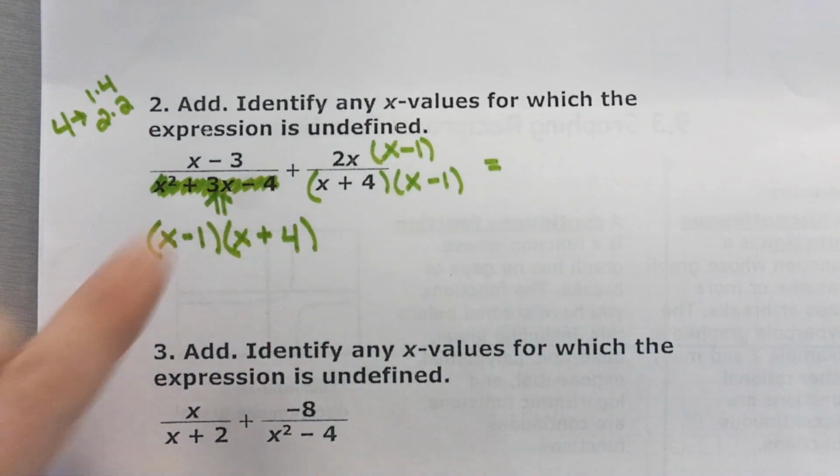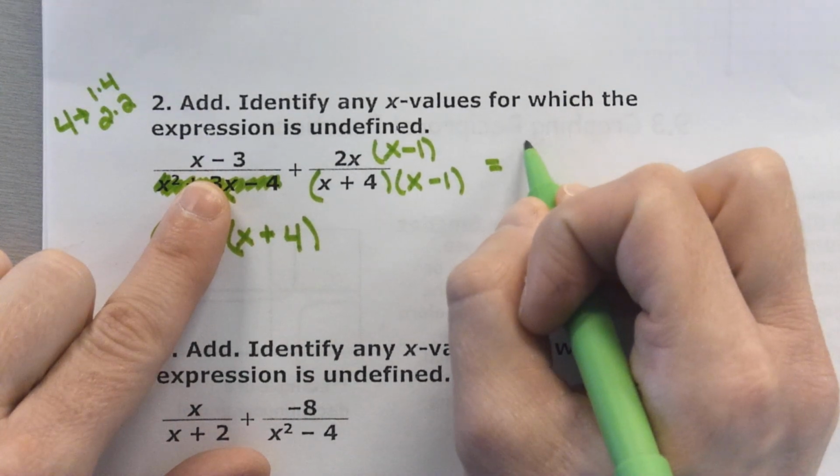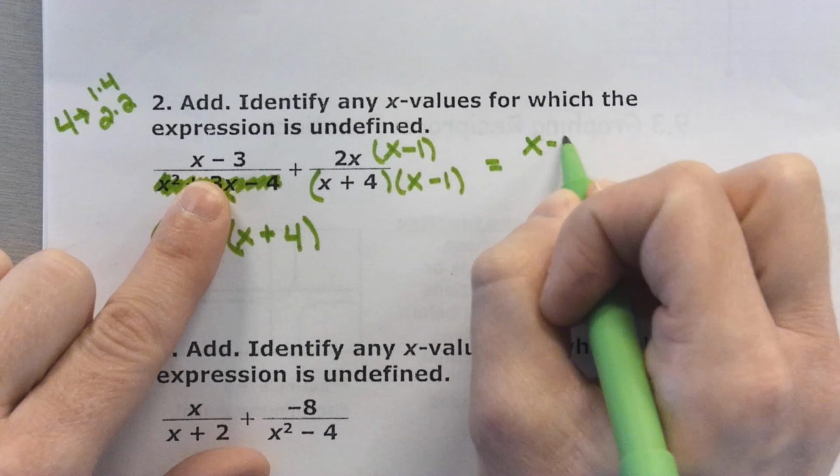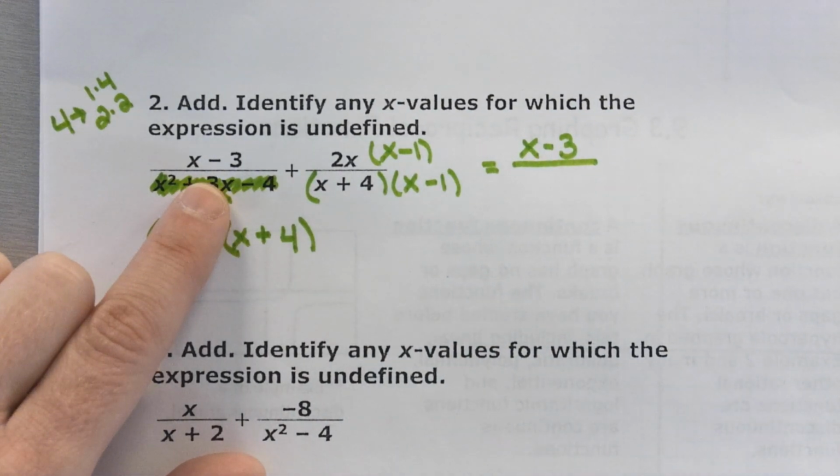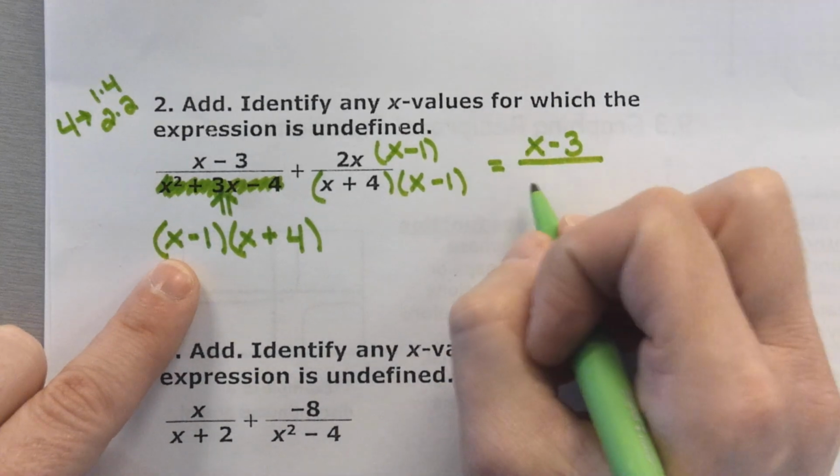Now they're the same. Okay, so I'm going to do this in more steps than I normally would just to make sure we see each thing that's happening. So in the top of this fraction, I still have x minus 3.